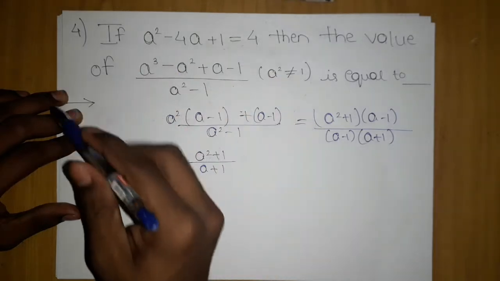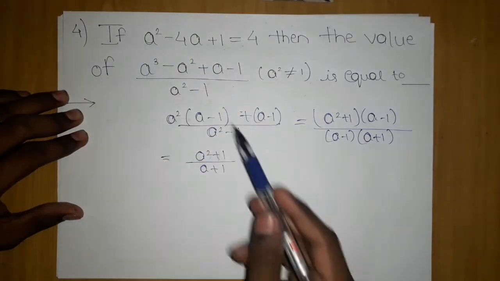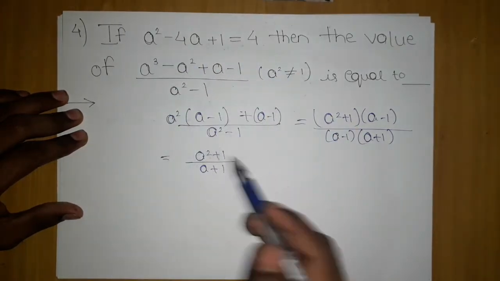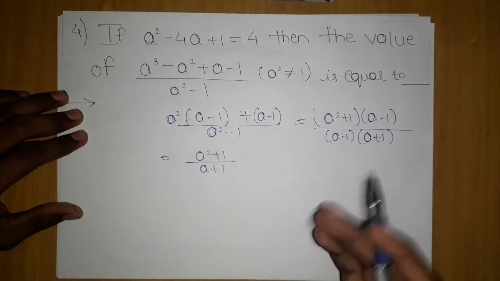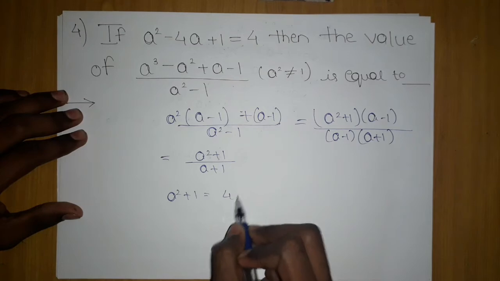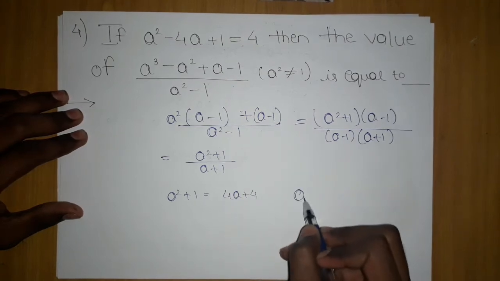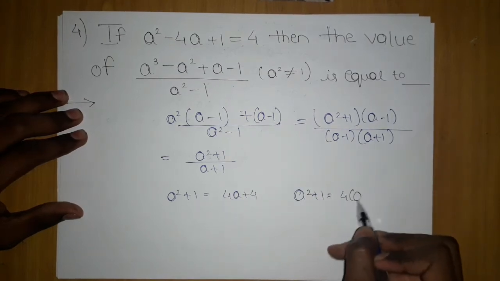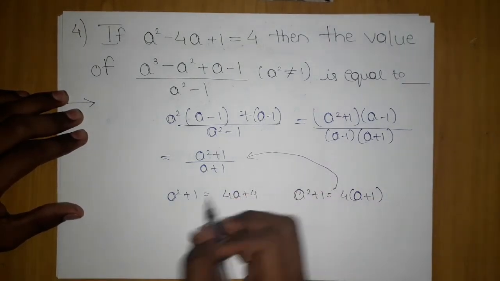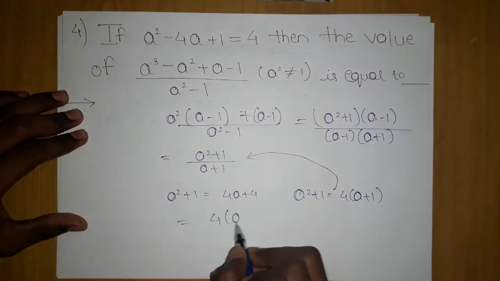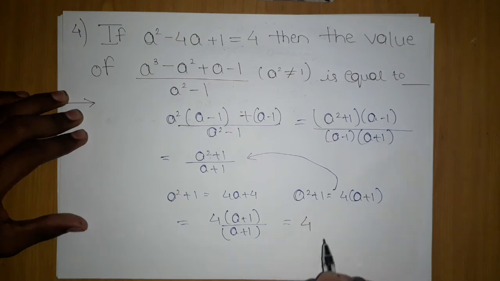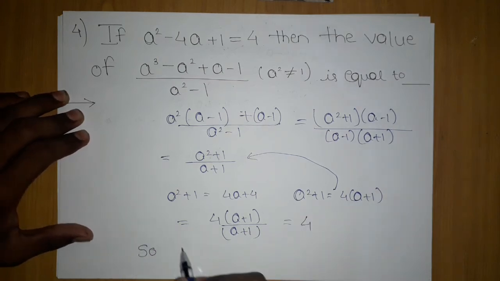Now let's check what they have given. We want to use this equation to get something related to this, so that we can find what it is equal to. So a square plus 1 we can create if I move this here: 4a plus 4. So we are getting a square plus 1 equals 4 into (a plus 1). Let me substitute this value here. When I substitute it, we get 4 into (a plus 1) the whole upon a plus 1, right guys? So this will cancel out and we will be left with 4. So 4 is the answer.